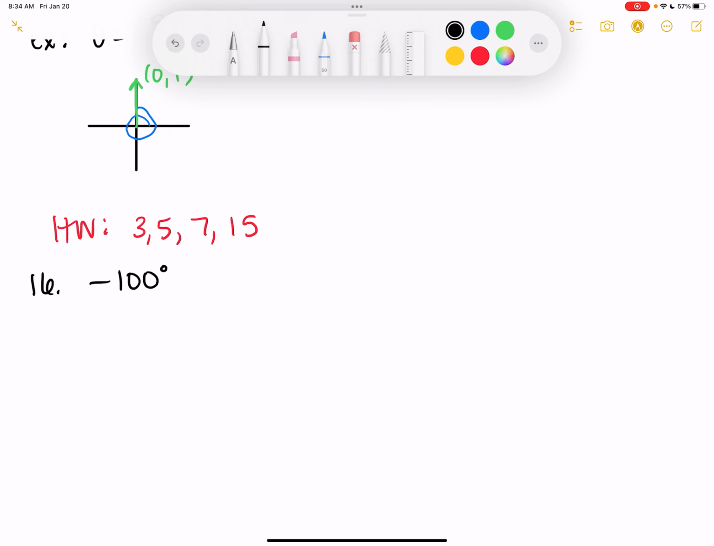So I always draw a little tiny graph to plot it on, to put where it is. So negative 100 degrees would be just a little bit past 90. So the angle itself would be about right here.